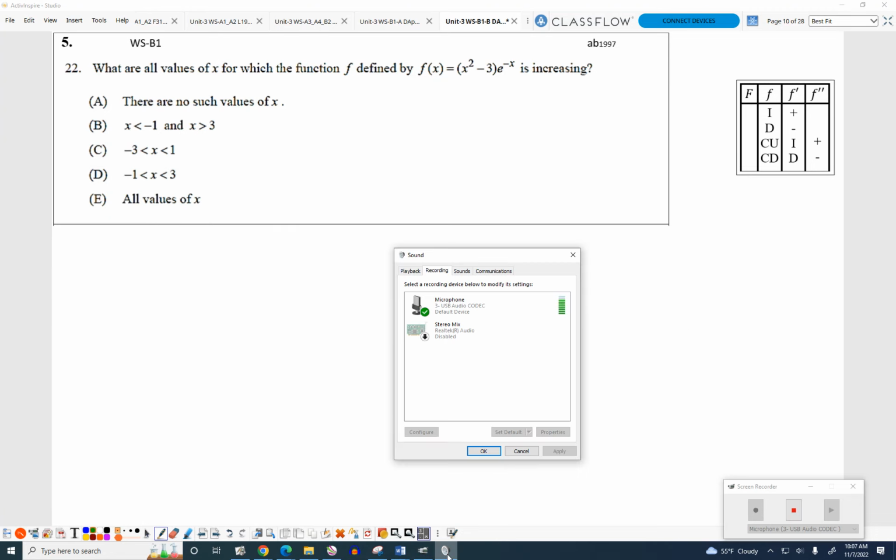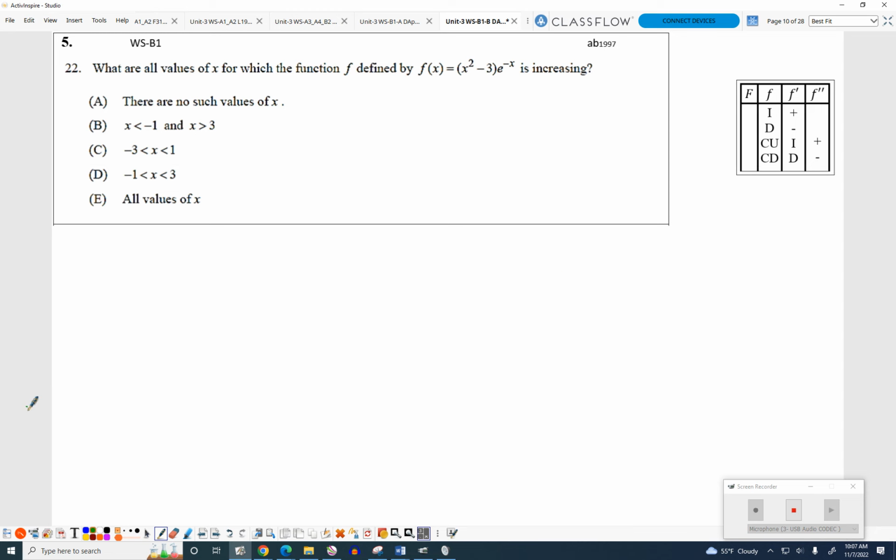Okay, here we go, 5. We're going to go quick on this one. Let's go to Maddie. What would be the guiding sentence to write? F is increasing when F prime is positive. 2 points.